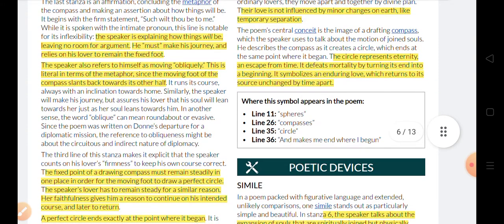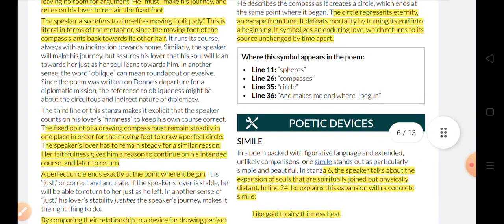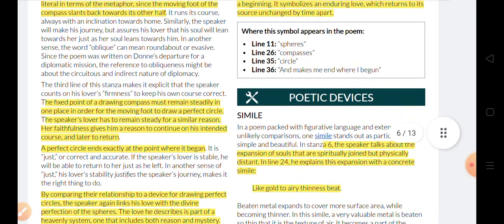It defeats mortality by turning its end into a beginning. It symbolizes an enduring love which returns to its source unchanged by time apart, and it occurs in lines 11, 26, 35, and 36.